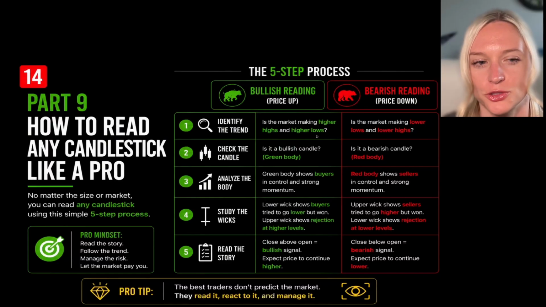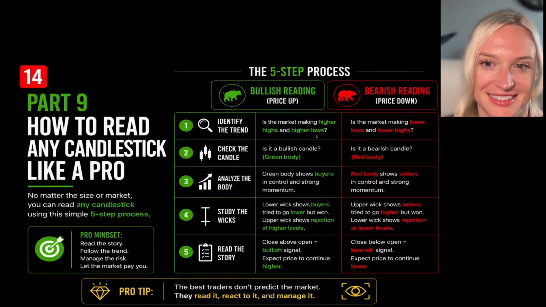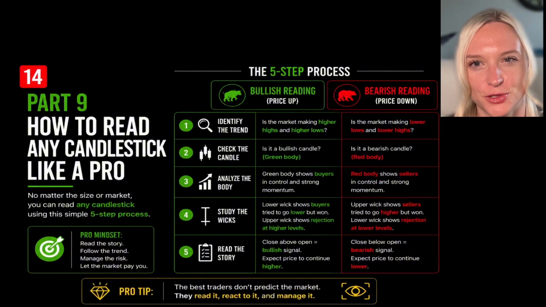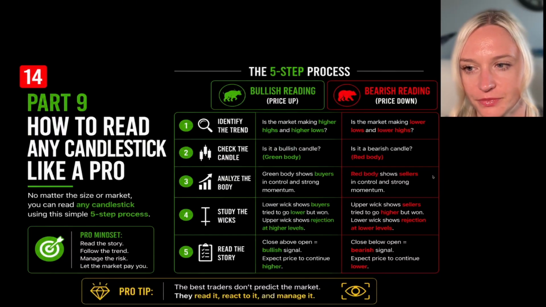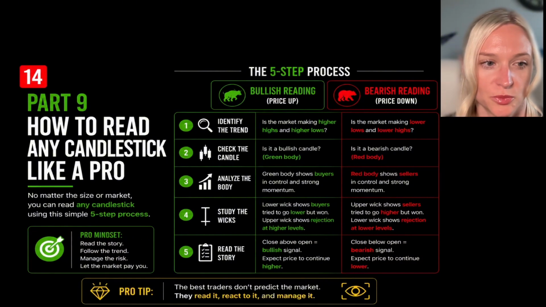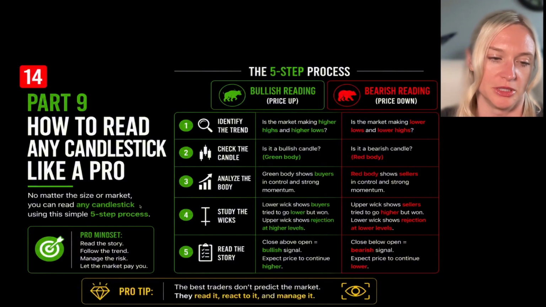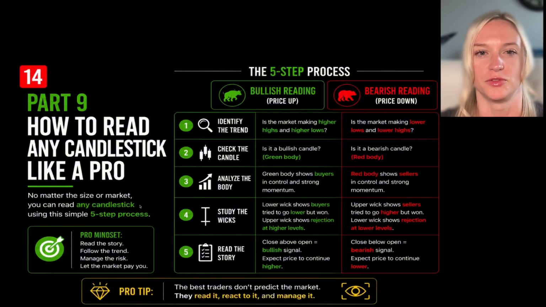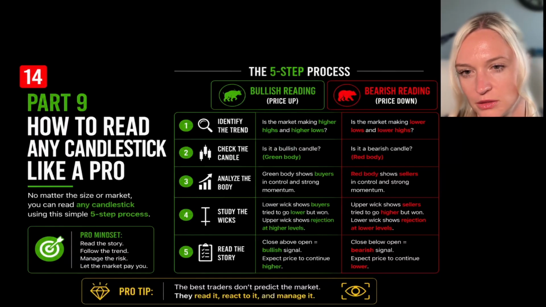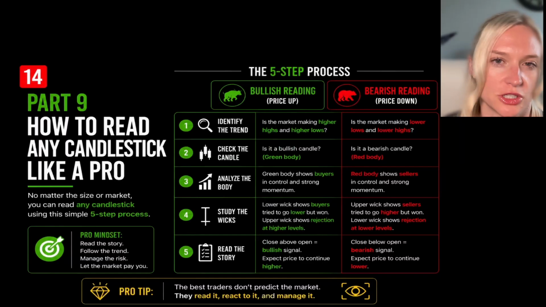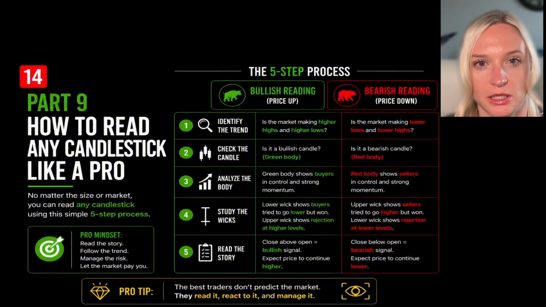Identifying the trend, the trend is your friend till the end, they say. The trend is good unless a reversal is coming, and that's why it's so important to know when the reversal is coming. The best traders don't predict markets, they read it, react to it, and manage it. Yeah, 100%. So you have to read the story, follow the trend, manage the risk. Yes, but following the trend is hard if you're looking for reversals. So it depends what your goal is. Is it long term? Is it just today? Or are you doing futures? Are you only looking at a 1 minute chart?